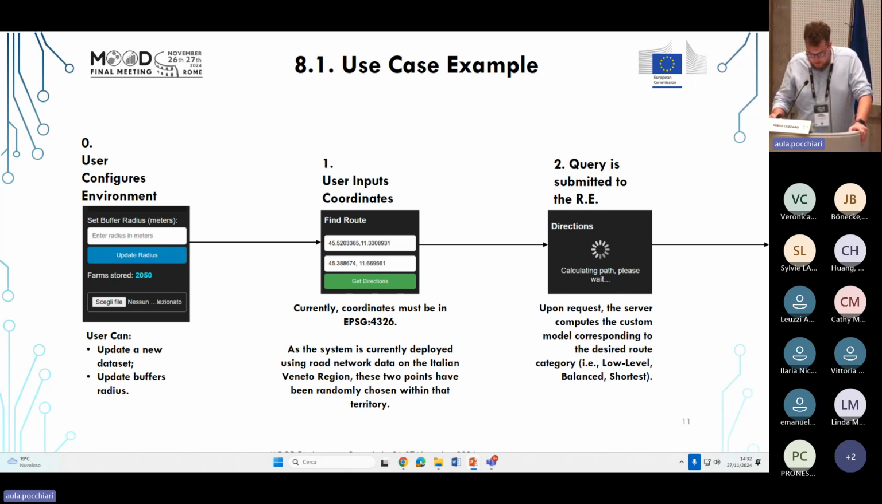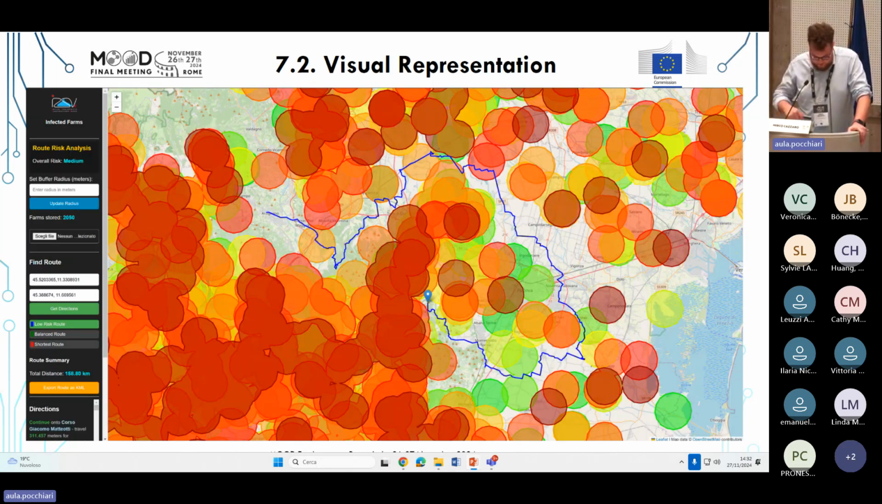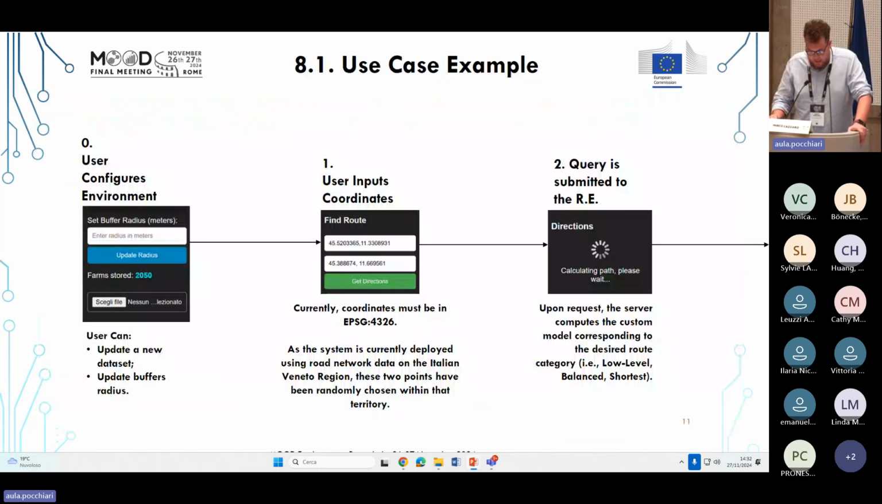And the use case that we are presenting, this visual representation, allows you to understand how the actual web application works. So the user can configure the environment by uploading a shapefile containing points related to farms. This is not a mandatory operation, in the sense that if no shapefile is provided, it simply uses the data stored in the PostgreSQL database. Otherwise, information about farms is updated.